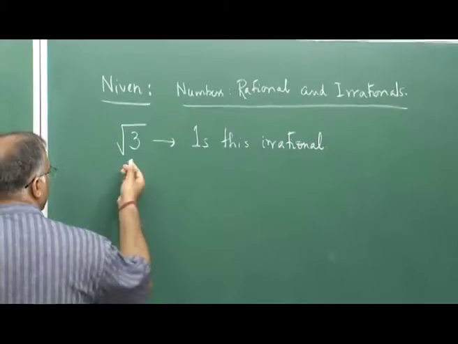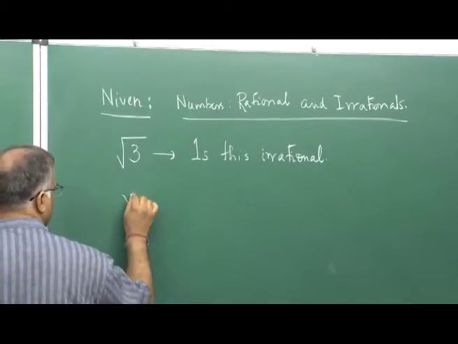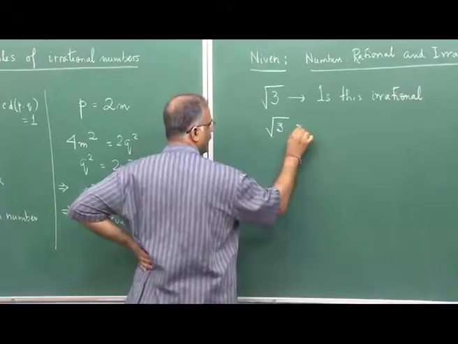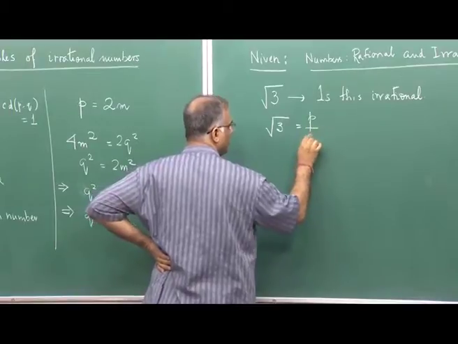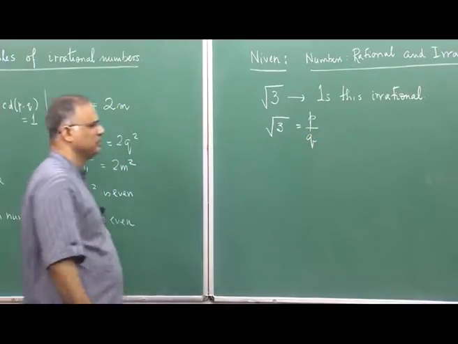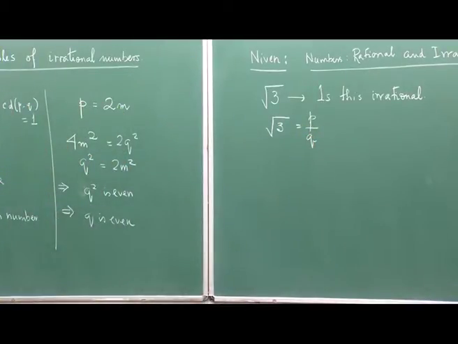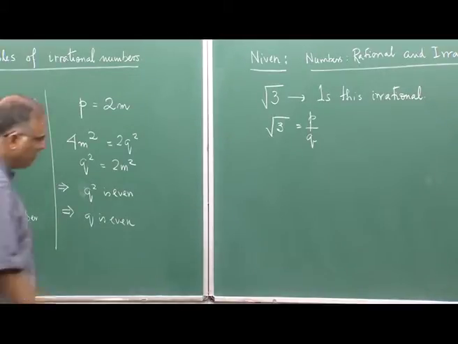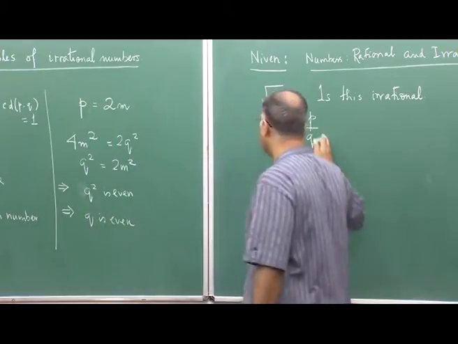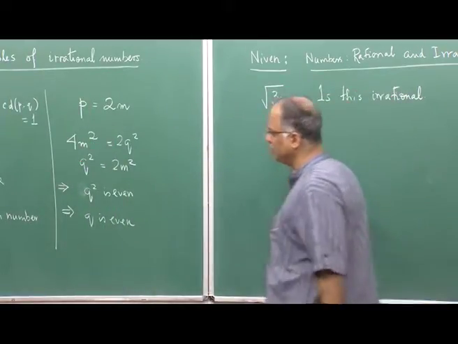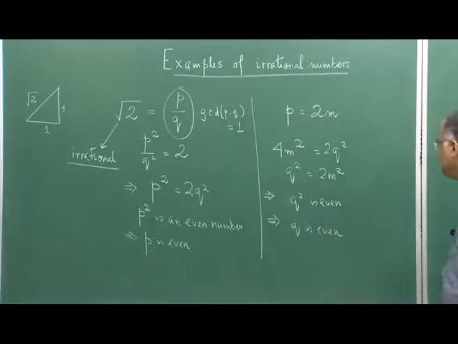Now, let me again try in the same way. I again assume that root 3 is equal to P by Q. You will be given the notes, which would be uploaded, and then you can see it in detail. So, I am not writing every word the way I have written in the notes. So, what does it mean? P by Q must be in the reduced form, that is, you will always assume that the GCD, the greatest common divisor between P and Q, is 1.